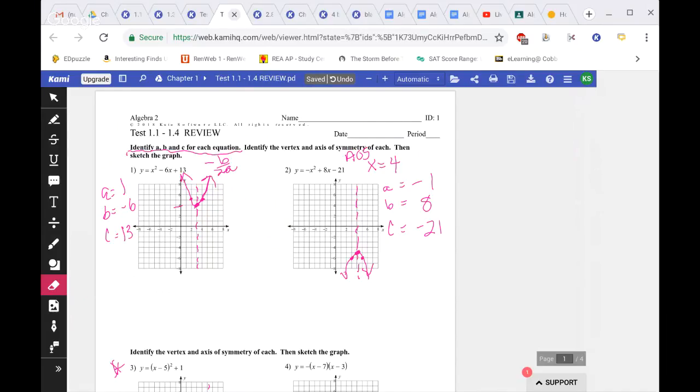But what I did is I found the vertex. I identified A, B, and C, which is the first part, the first instruction. And I say to do that, it's part of obviously the problem, and you'll miss it if you don't have it written down like I have here. I do that to make sure that you're plugging in all of the right numbers into your opposite of B over 2A.